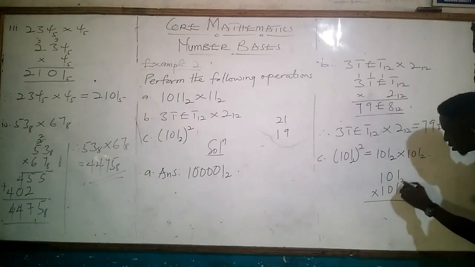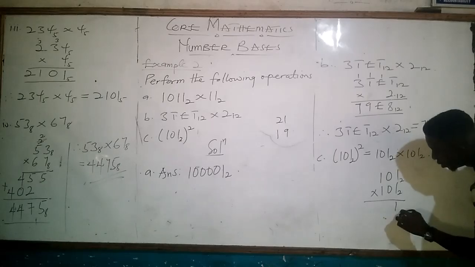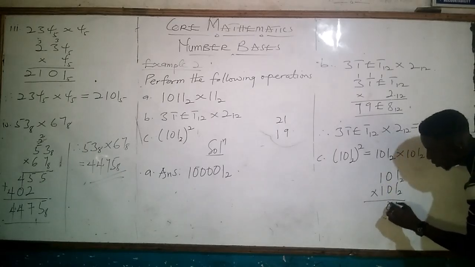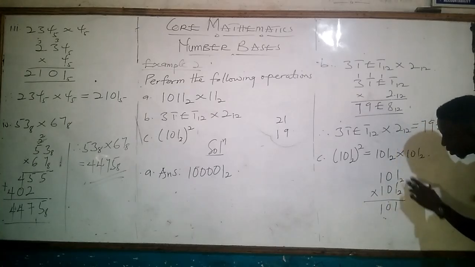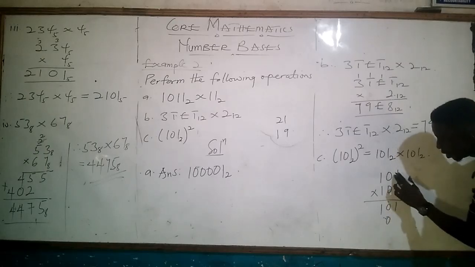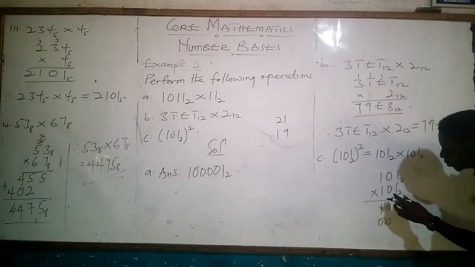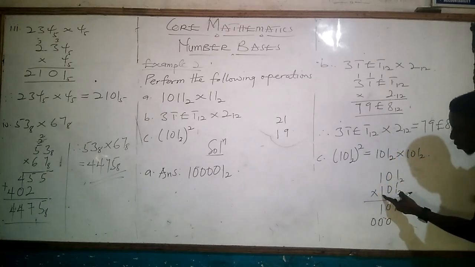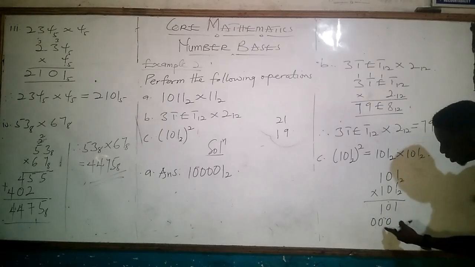Let's start. 1 times 1 is what? 1. 1 times 0 is what? 0. 1 times 1 is 1. Then 0 times 1 is what? 0. 0 times 0, 0. Lastly, 0 times 1 is what? 0. Then we come to the third one, because this is first, second, so third.